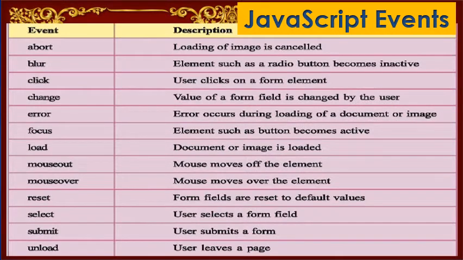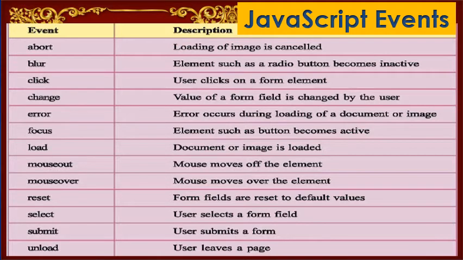This table lists various JavaScript events. Here submit is an event, whereas onsubmit is an event handler. Click is an event, whereas onclick is an event handler. Blur is an event, whereas onblur is an event handler, and so on. This table shows various events and their descriptions.